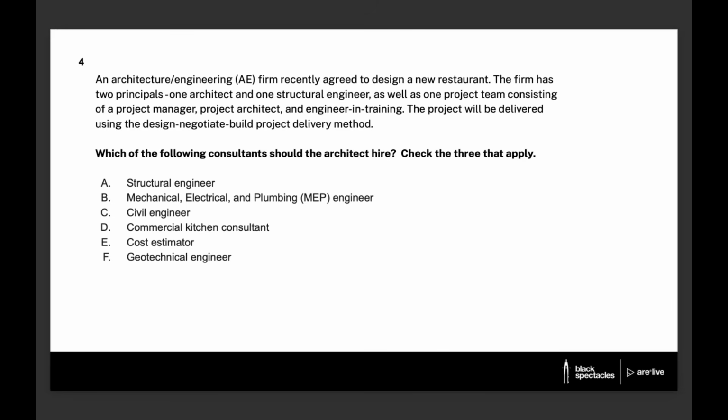And again, on the ARE, the architect is pretty much never going to be hiring the civil engineer unless there's some really specific information in the question about why that needs to be the working relationship. Without that, it's never going to be correct that the architect should hire a civil engineer.